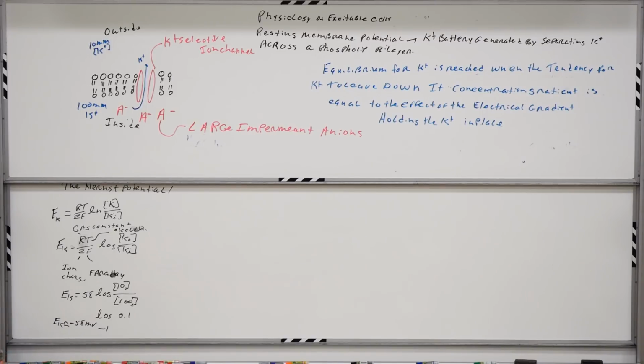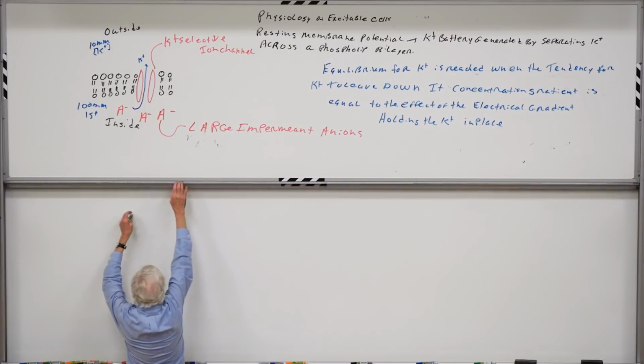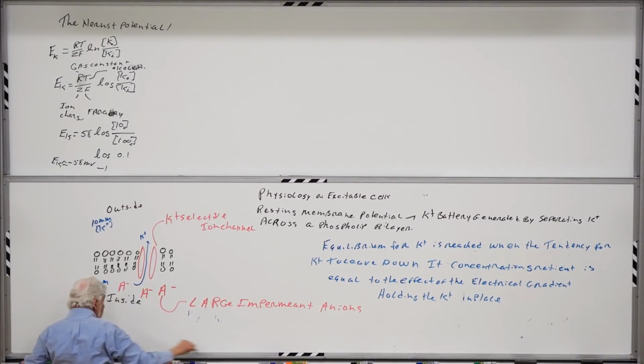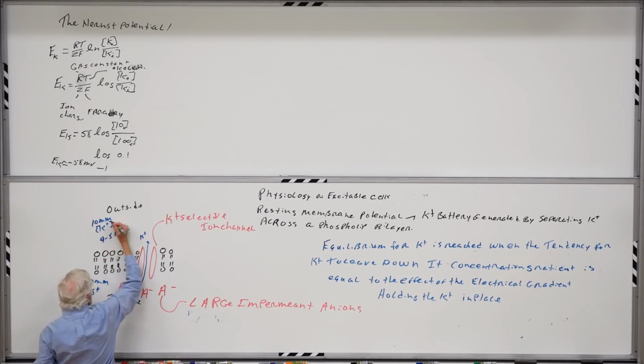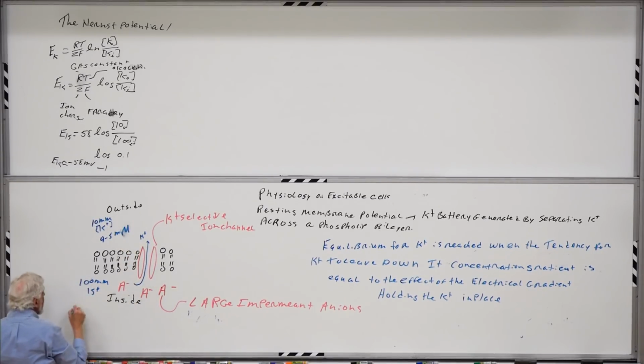Now, I've simplified this by using convenient numbers where the concentration on the outside is 10 millimolar and the concentration on the inside is 100 millimolar. In biology, the numbers are a little different. The concentration of potassium on the outside is 4 to 5 millimolar, and the concentration of potassium on the inside, rather than 100, is 110 millimolar. If you plug those numbers into the Nernst equation, you come out with a number in the neighborhood of about minus 70 millivolts. So the resting membrane potential for a typical neuron is in the neighborhood of about minus 70 millivolts.